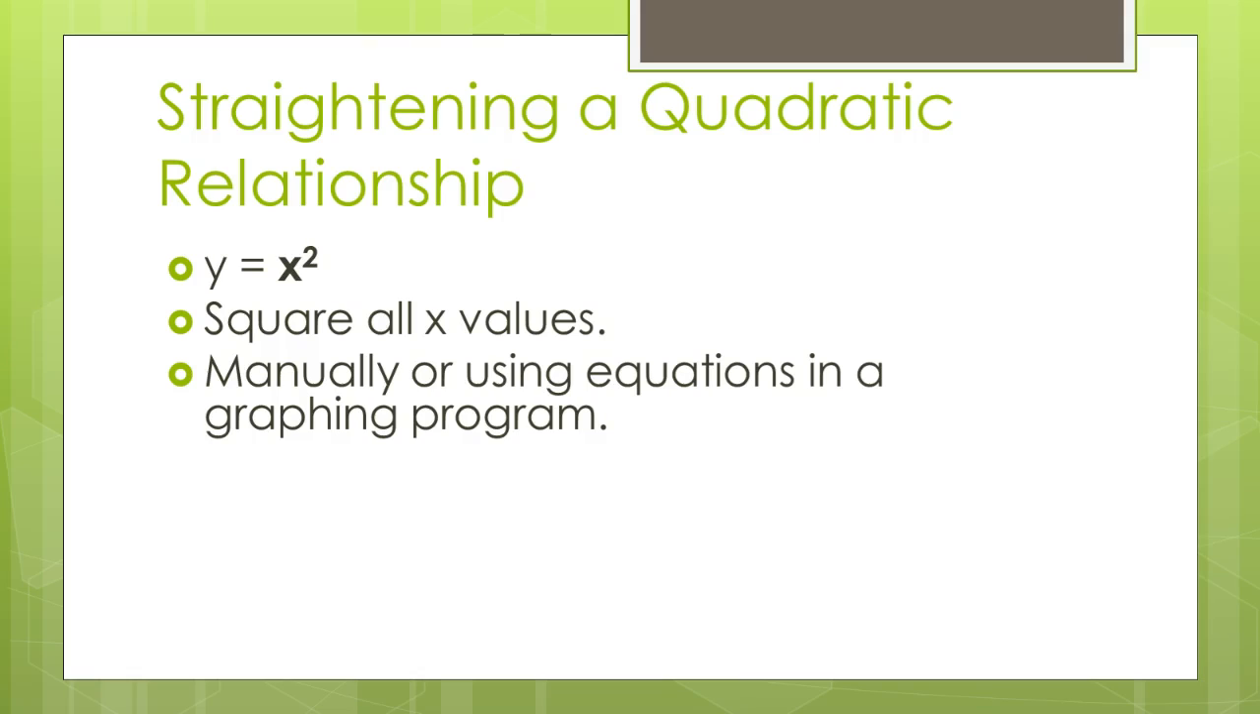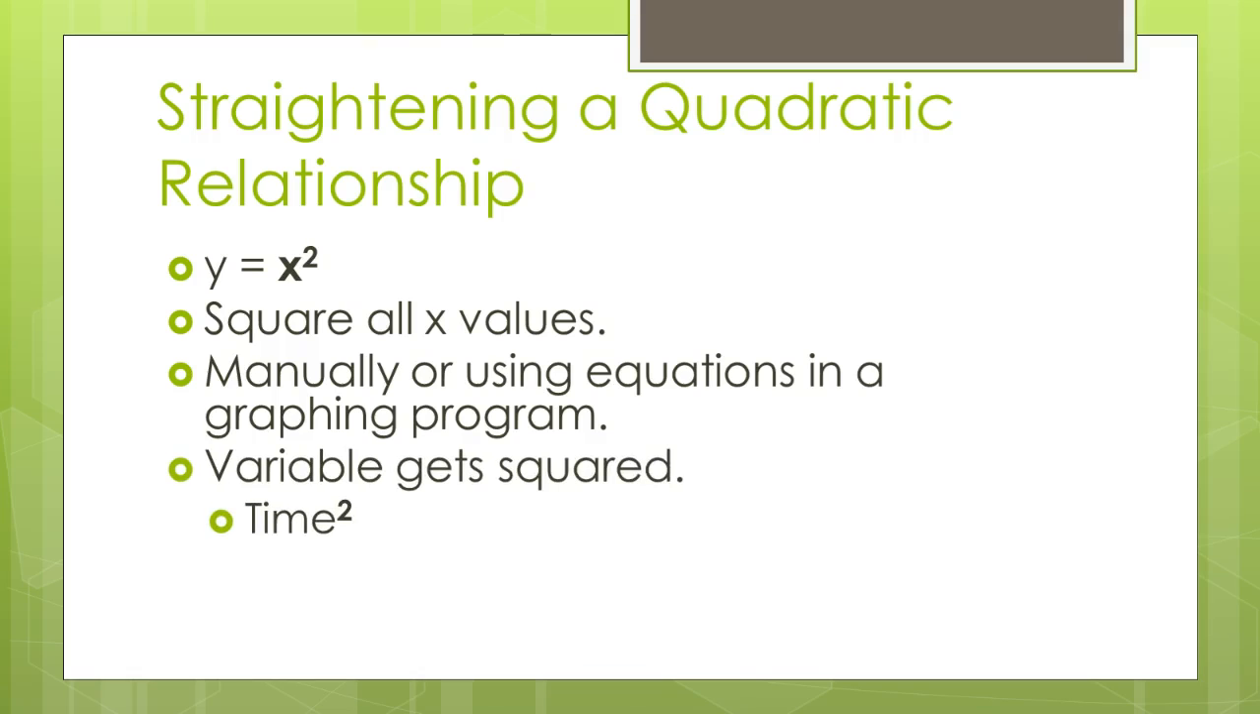We're not just squaring the individual data points, we also need to square the time. So the variable is squared. Time squared. Because we're squaring the variable, we also need to square the unit. So seconds squared. This is where we get seconds squared in meters per second squared.